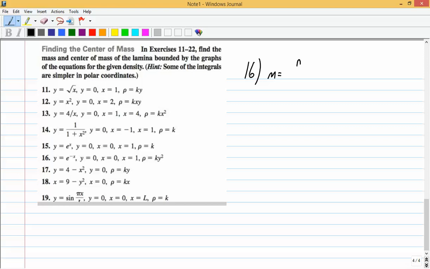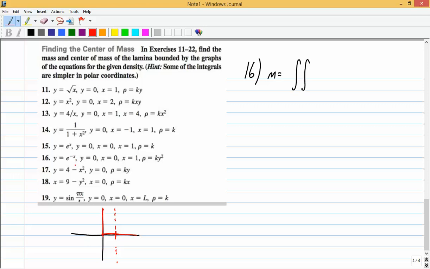Alright, so it's going to be the double integral. We got a lot of different equations here. Let's see. We might want to just do a really rough sketch of what's going on. You see we have the line y equals 0. We also have the line x equals 0. We also have the line x equals 1. So let's just say this is x equals 1. Y equals e to the negative x.